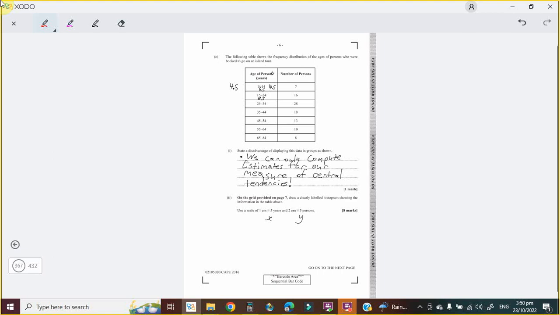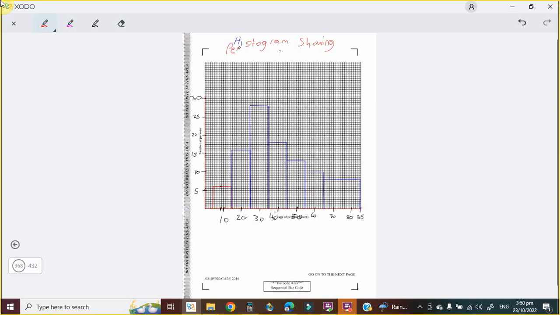So, persons, number of persons, visiting island tour.